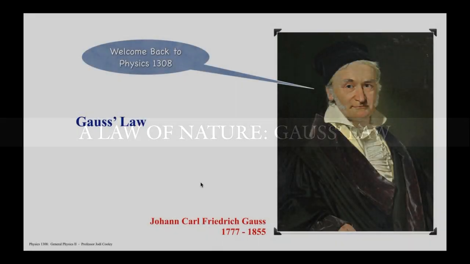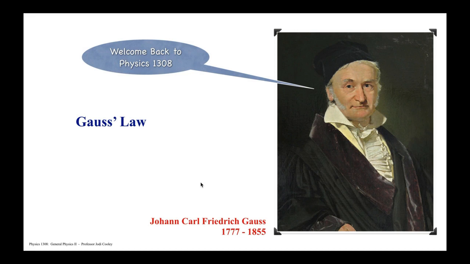The physicist of today is Johann Carl Friedrich Gauss. He was born in 1777 and died in 1855.